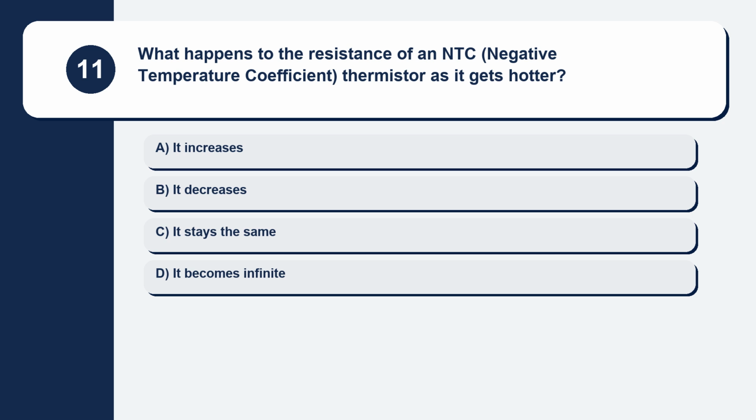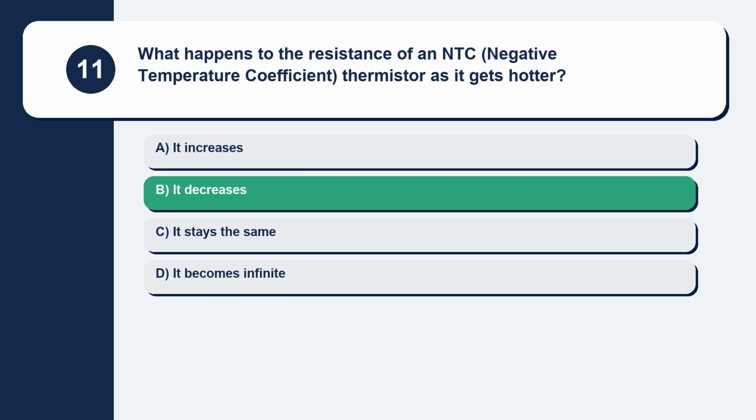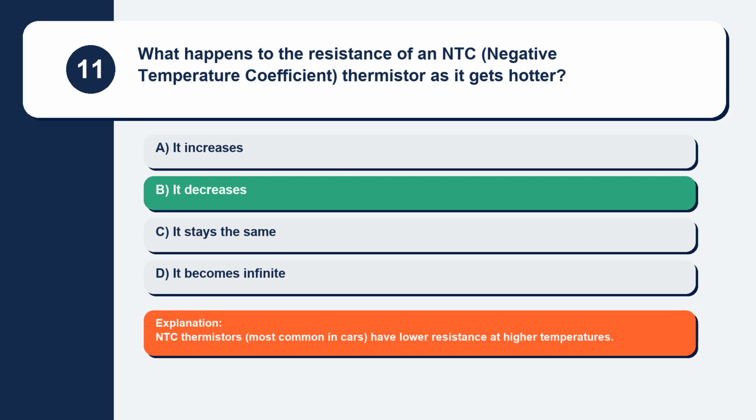Question 11. What happens to the resistance of an NTC, negative temperature coefficient, thermistor as it gets hotter? It increases. It decreases. It stays the same. It becomes infinite. NTC thermistors, most common in cars, have lower resistance at higher temperatures.